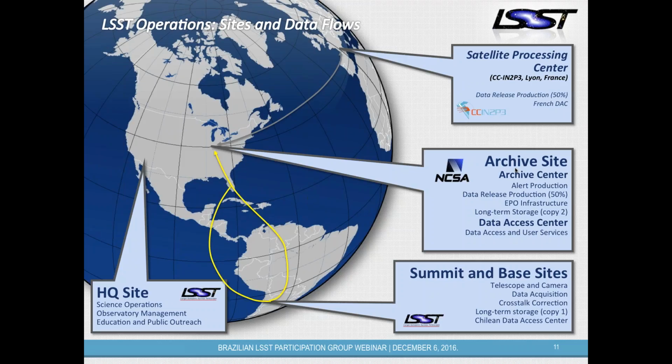So we have 2, likely 3, high bandwidth network links linking the summit to NCSA, through which we will stream the data in real time. So every image that's been taken at LSST in Chile will be up at NCSA in less than 10 seconds.